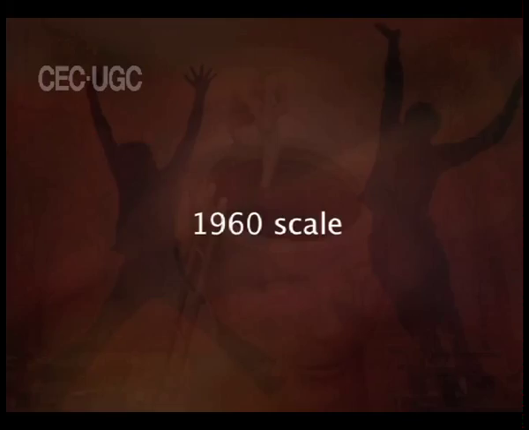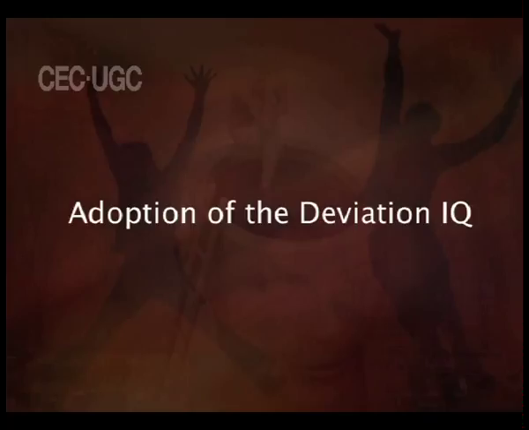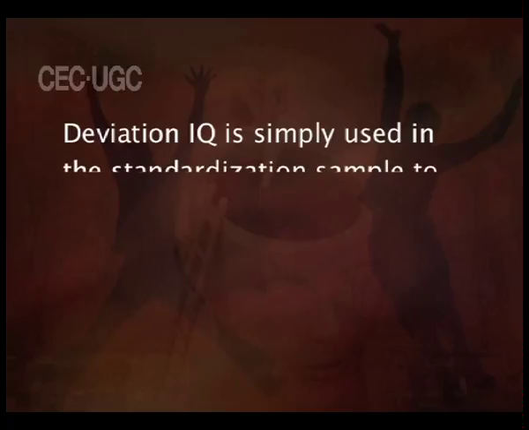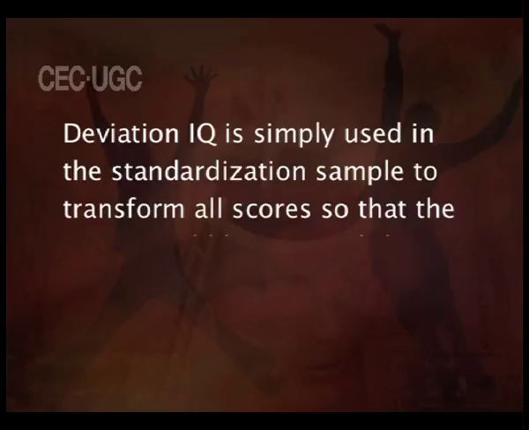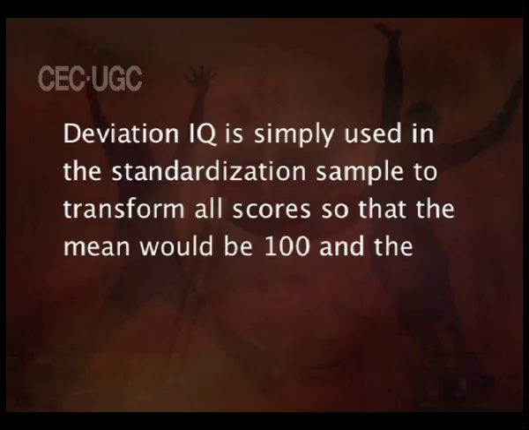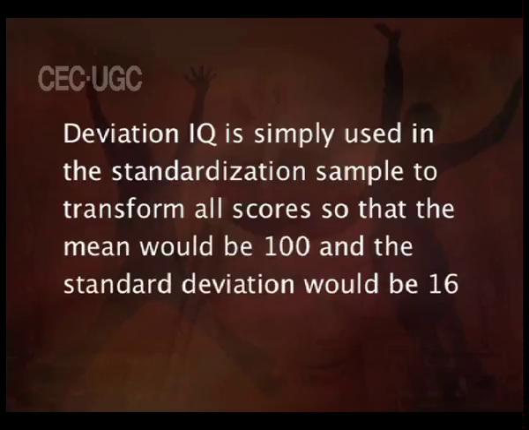One of the innovations in the 1960 scale was the adoption of the Deviation IQ instead of using the traditional IQ. A Deviation IQ is simply used in the standardization sample to transform all scores so that the mean would be 100 and the standard deviation would be 16. This corrected for differences in variability across the ages.